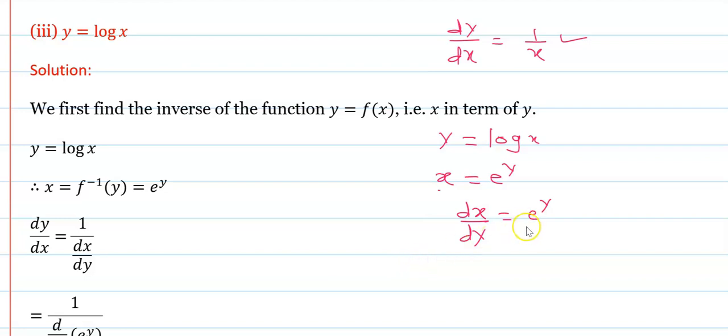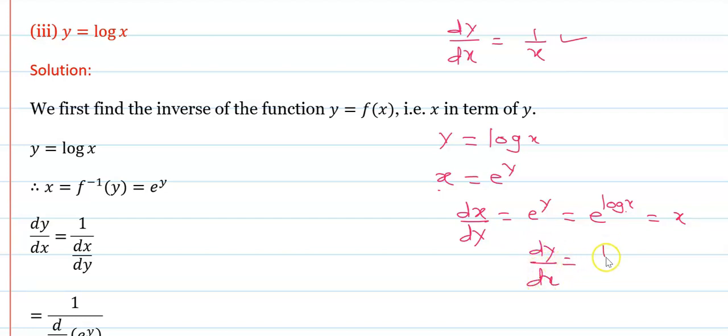But I want to express this y in the form of x. So what? I have taken e here. What is the y? Y means what? Log of x. This is the log of x. And its base is e. Then overall you will get x.